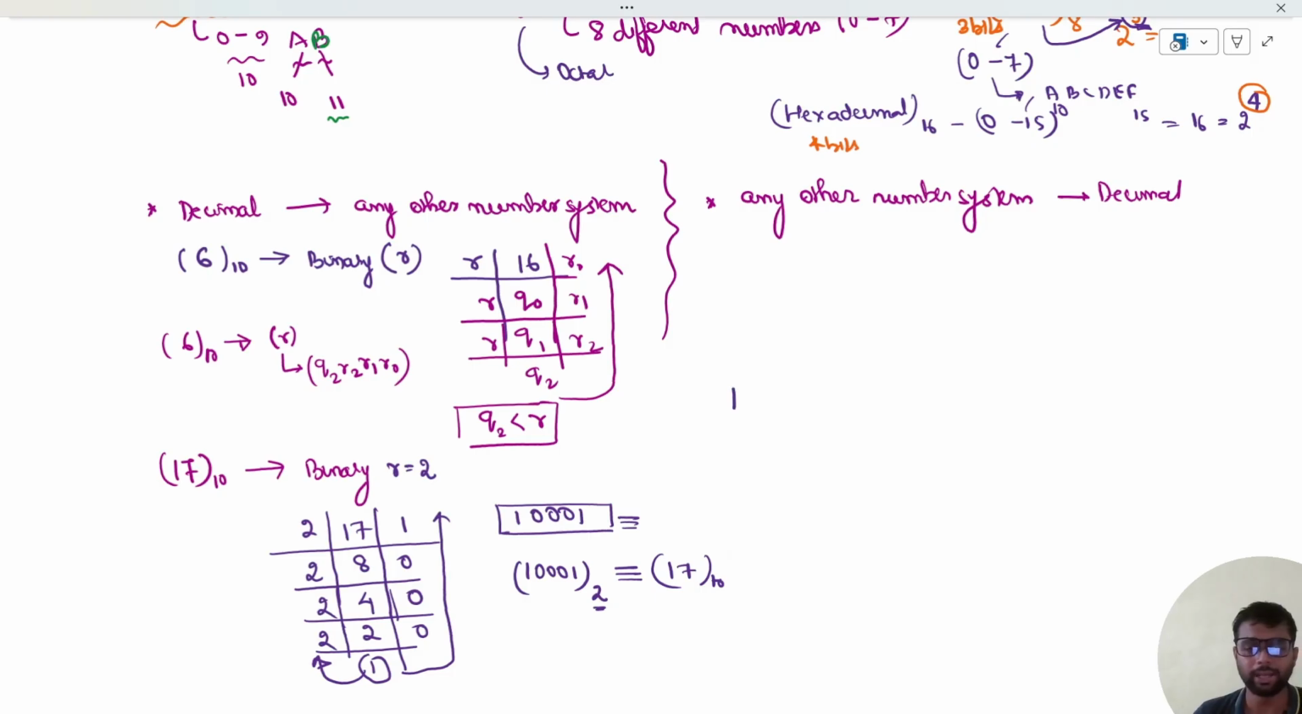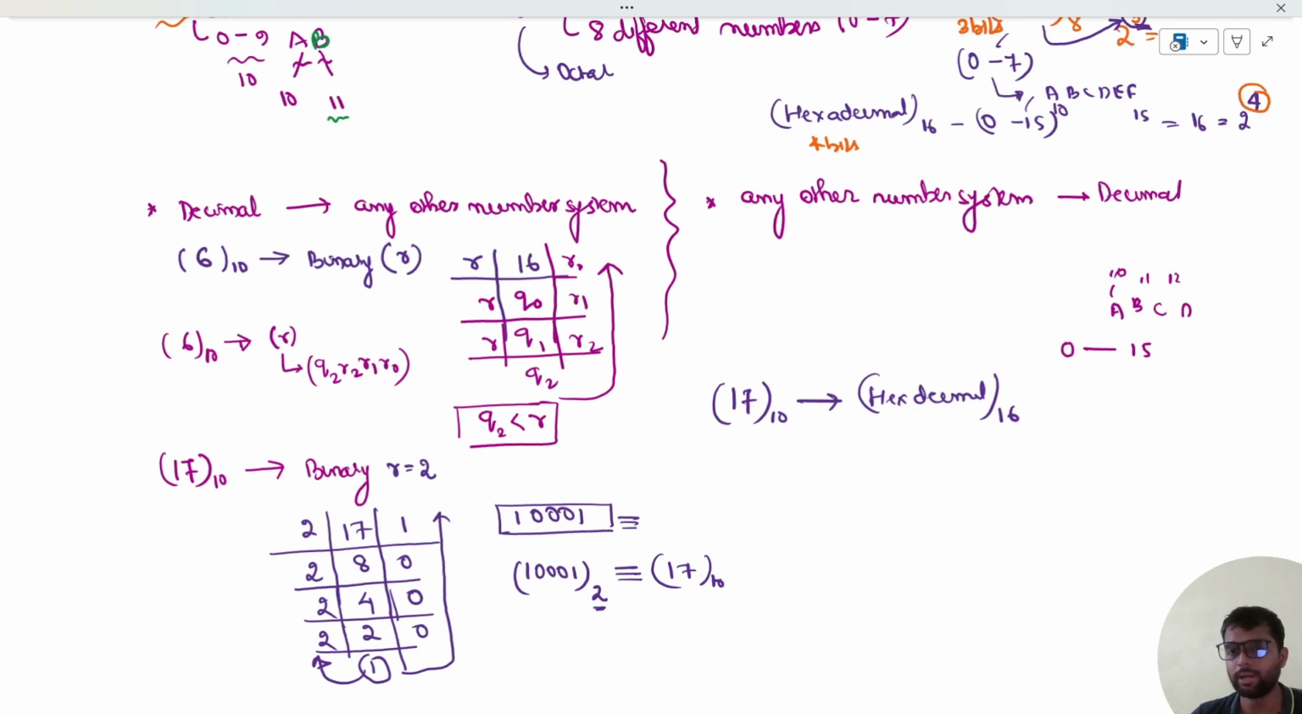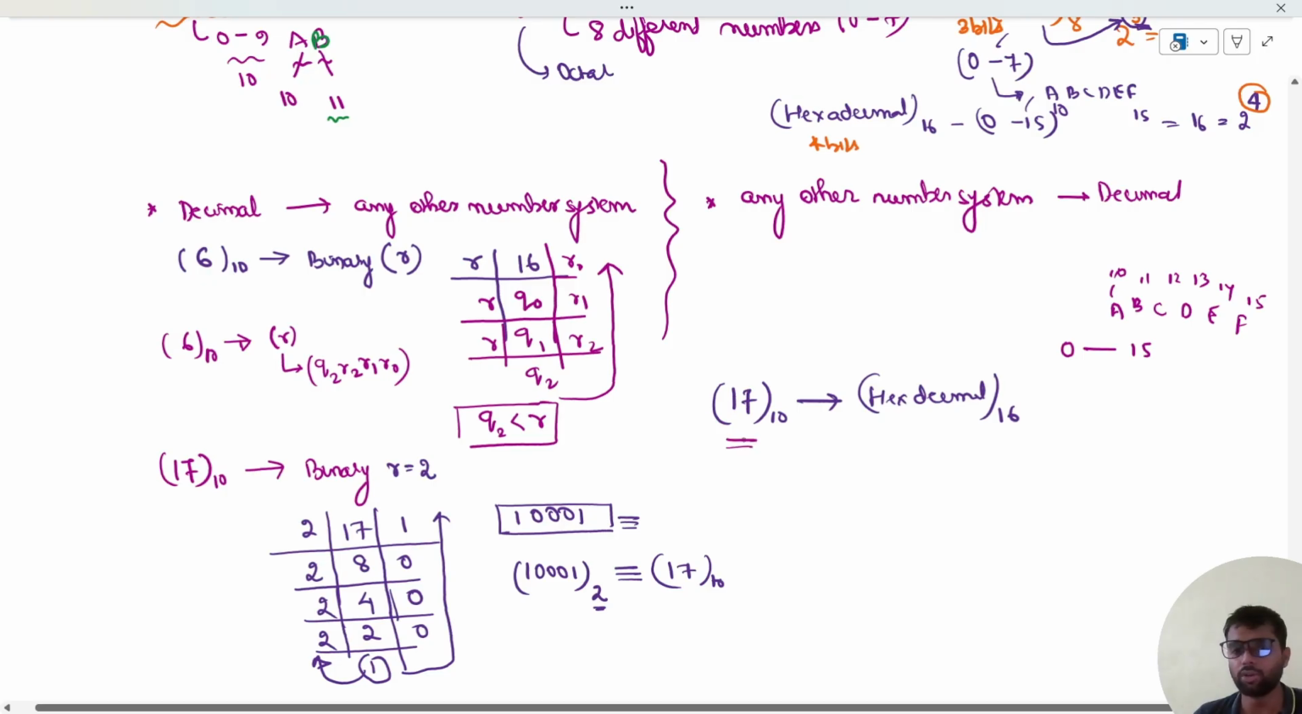Let us now convert this 17 into hexadecimal. By hexadecimal, we understand that the base is 16. Before going to the technique we have seen earlier, let us understand that in hexadecimal we can represent numbers from 0 to 15, where A represents 10, B 11, C 12, D 13, E 14, and F 15. We want to represent 17. For 17, after 15 you have to come back to 0 again for 16, and 1 again for 17.